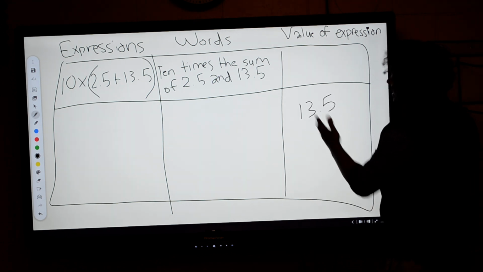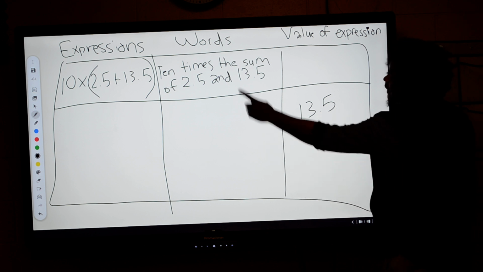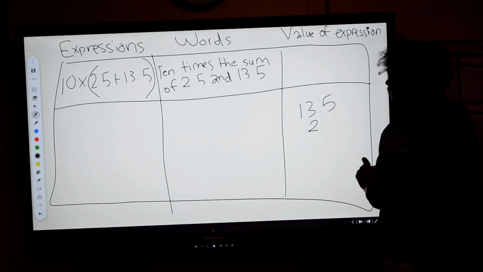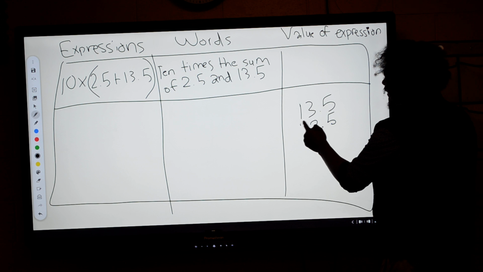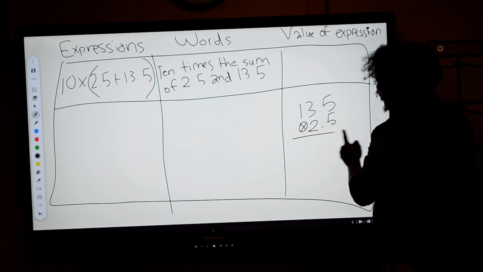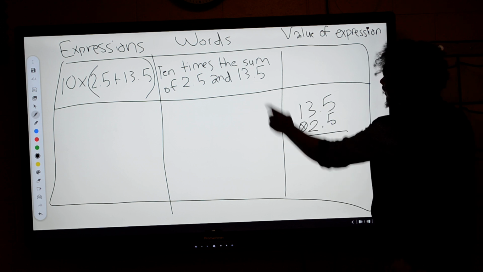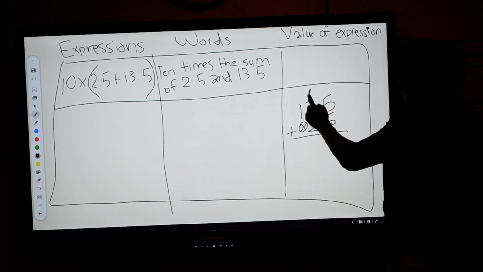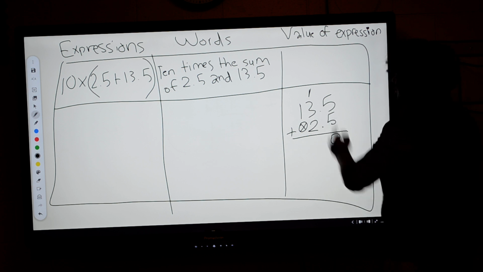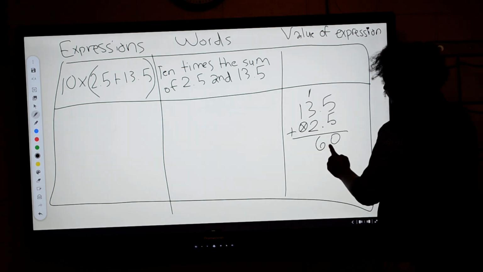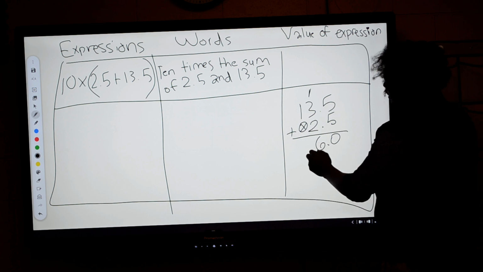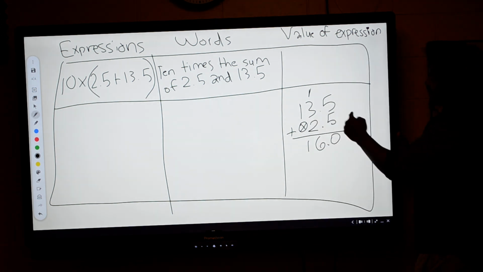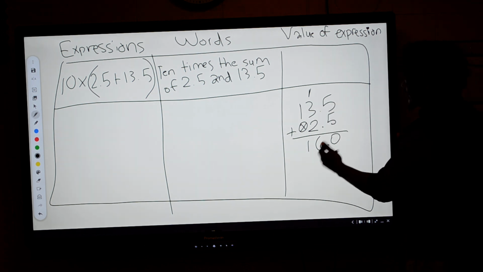13.5. So we have 3 digits here. We have a tens place, a ones place, and a tenths place. But in 2.5, we only have a ones place, so the 2 goes there. And the 5 is the tenths place. We have nothing here in the tens, so we can put a 0 spacer just to make sure we're lined up. And we're looking for the sum. So we're adding. 5 plus 5 is 10. And we carry our 1. 2 plus 3 is 5. Plus 1 that we carry gives us 6. And 1 plus nothing gives us 1. So 13.5 plus 2.5 gives us 16.